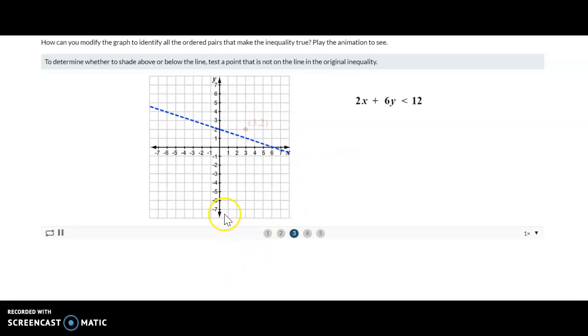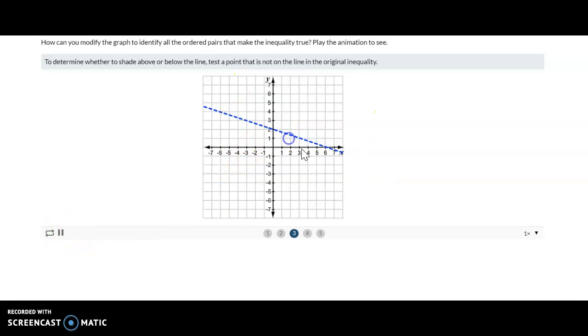All right, so what you want to do is determine if you're going to shade above or below a line. All right, so you're either going to shade all this area above or you're going to shade all the area below. And the way you do this is by testing those points. All right, so we are testing another one. As you can see, what's about to happen there.